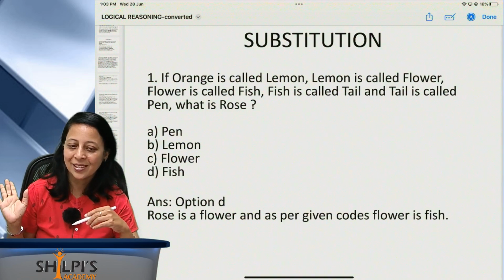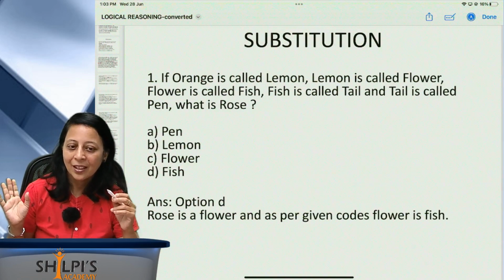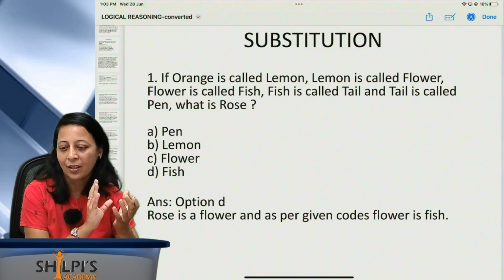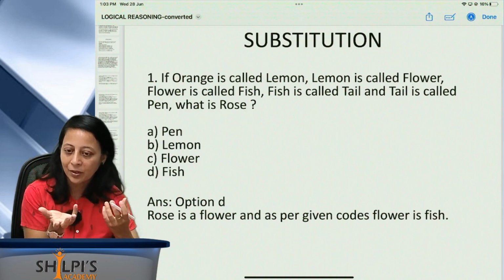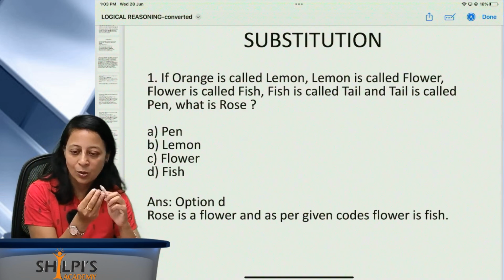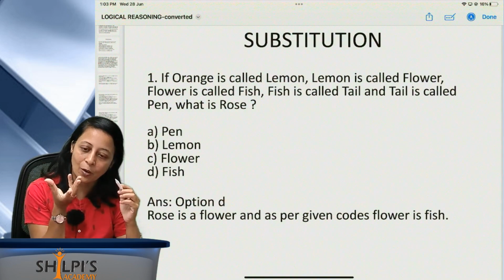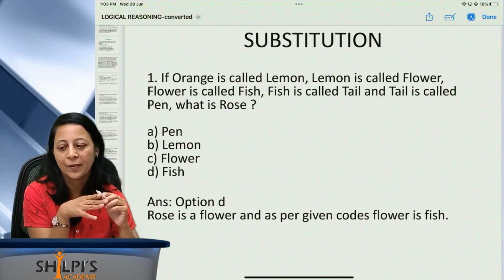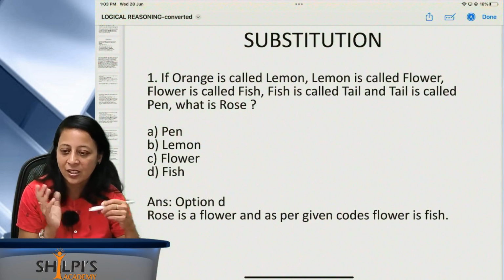Got it, students? You should not think that it is a general flower. You have to just think about what the object is, then you have to correlate it. So rose is a flower, we all know that. But we cannot call it flower because flower is called fish. So the answer is fish. Okay.